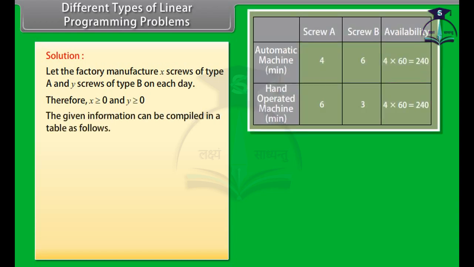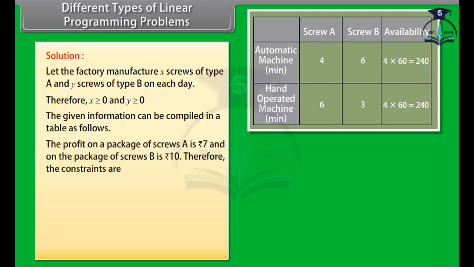The given information can be compiled in a table as follows. The profit on a package of screws A is rupees 7 and on the package of screws B is rupees 10. Therefore, the constraints are 4x plus 6y is smaller than or equal to 240. 6x plus 3y is smaller than or equal to 240. Total profit Z is equal to 7x plus 10y.